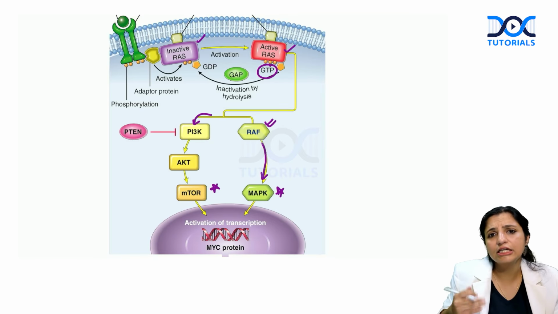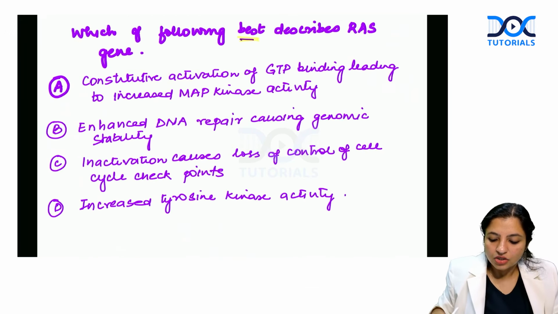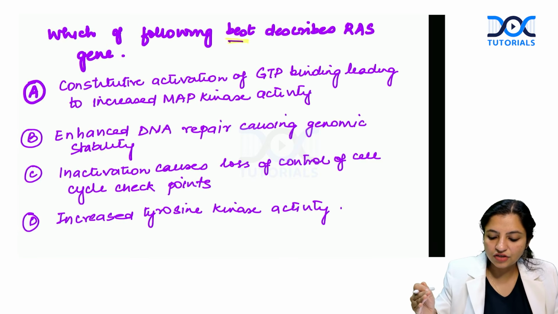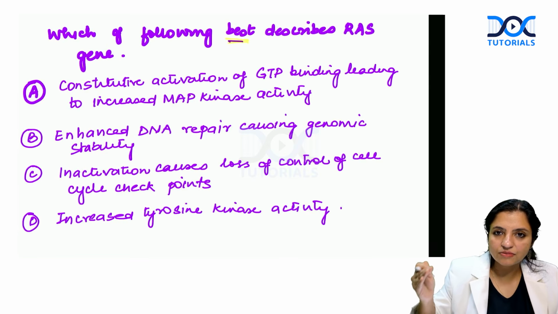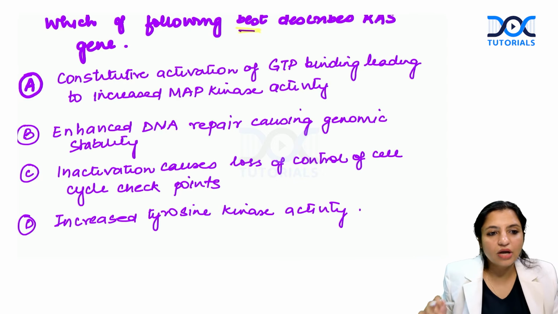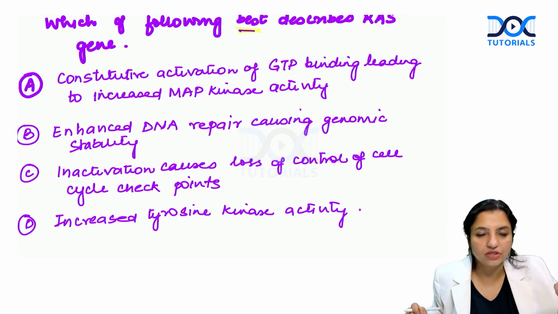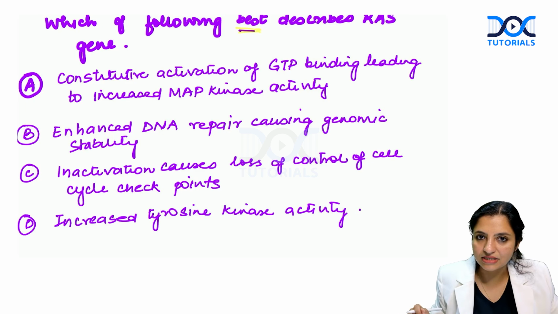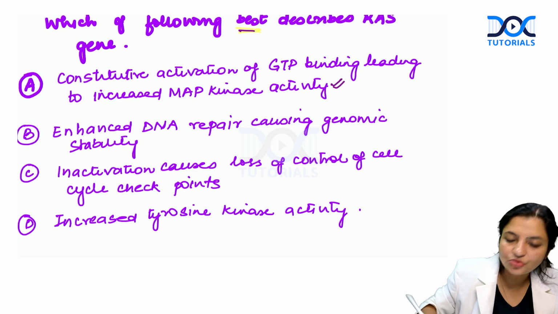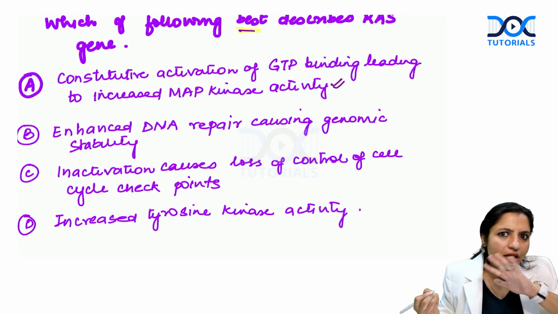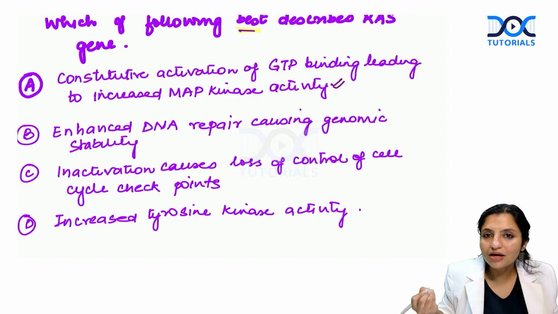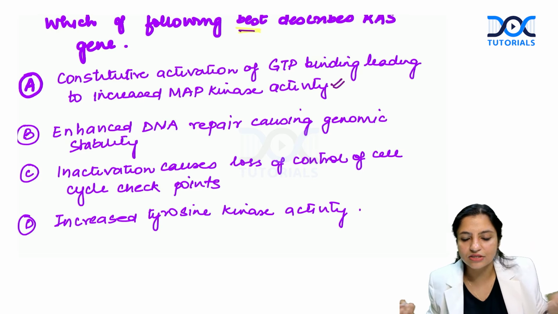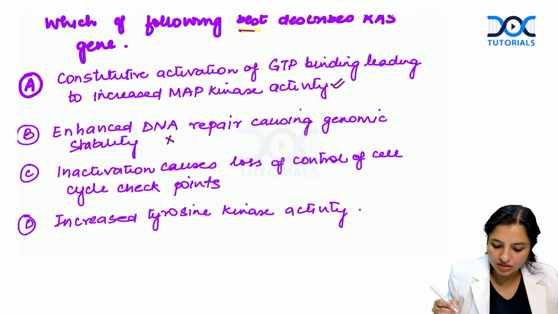So once you've understood this, look at the first option. Which of the following best describes RAS gene? Constitutive activation of GTP binding leads to increased MAP kinase activity. Correct or not? So absolutely correct. Whenever GTP is activated, it leads to activation of RAS, which activates MAP kinase activity, which I just showed you. So that's the absolutely correct answer. Enhanced DNA repair, it's not a DNA repair gene. RAS is a proto-oncogene. DNA repair genes are a different set of genes. So it has no role in DNA repair.